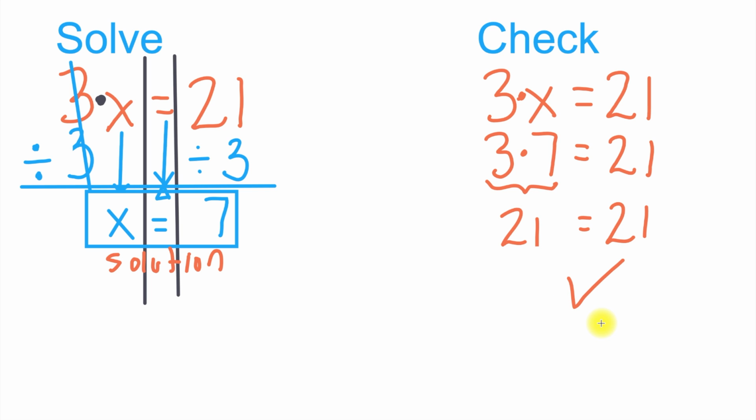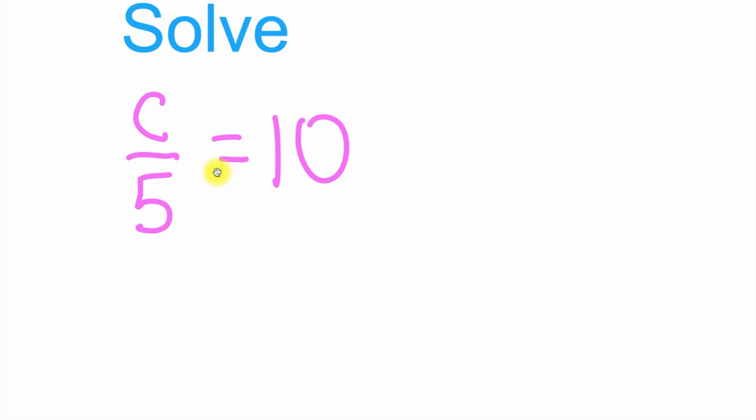Now let's get to a division example. So we've got c over 5 equals 10. Now, the first thing we have to do is make sure that we isolate the variable. We want to make sure we get the variable c by itself. In order to get the variable c by itself, we're going to have to determine what operation we see and what inverse operation we'll use.